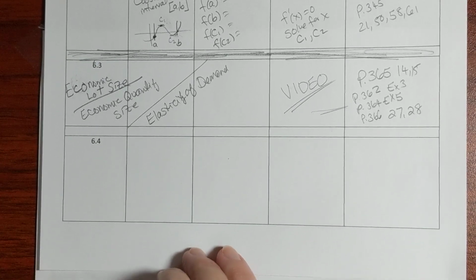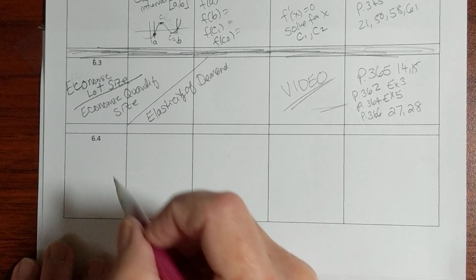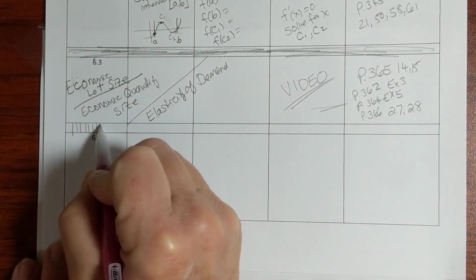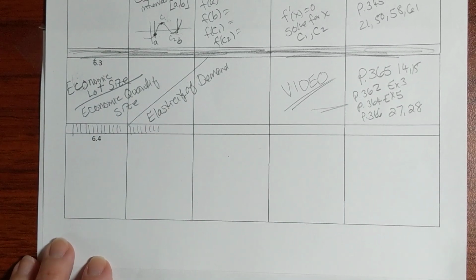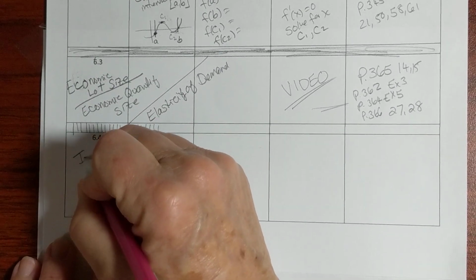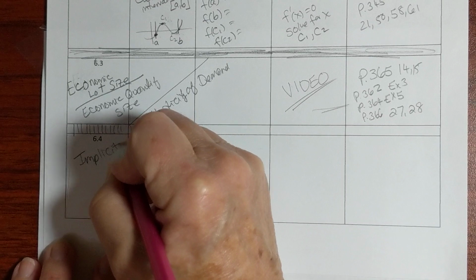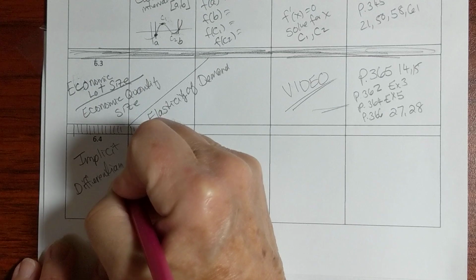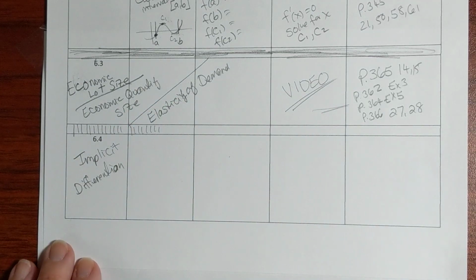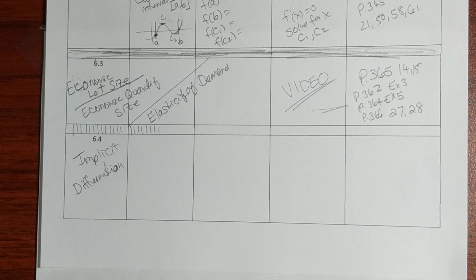All right, the last thing that's on the test is section 6.4, and again, it could almost be in its own little section. It is a new way. It's called implicit differentiation. So it is another way to find a derivative. Now, why do we need another way to find a derivative? Well, we use this method when you have an equation that has x's and y's on both sides of it, and it's not easy to solve for y.